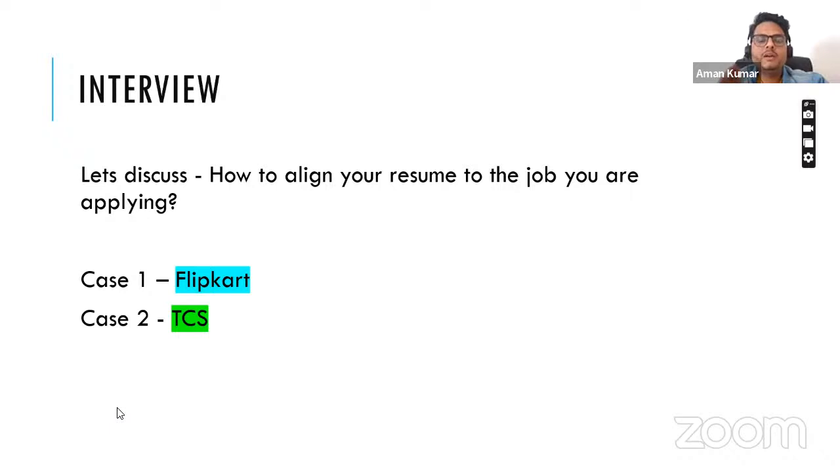Okay. And as you guys said, right, the basic things that you can accommodate from the JD in terms of skills, you should put on the top.